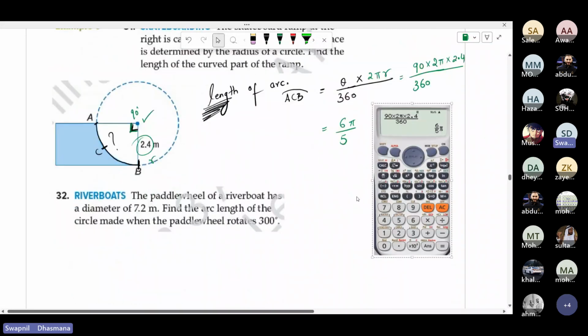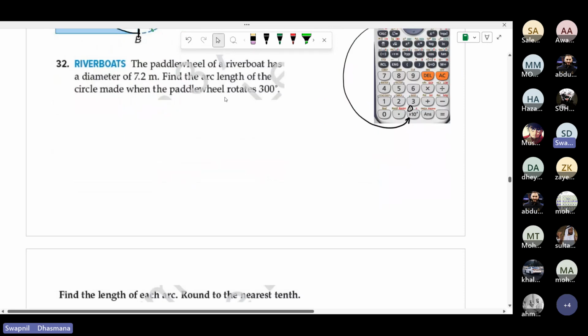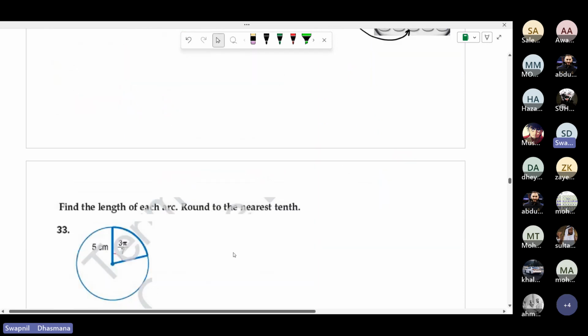So you can see how to write pi: shift, this will give you pi. All right, so all these questions will be similar. You see, it's Exercise 7.2, somewhat similar.